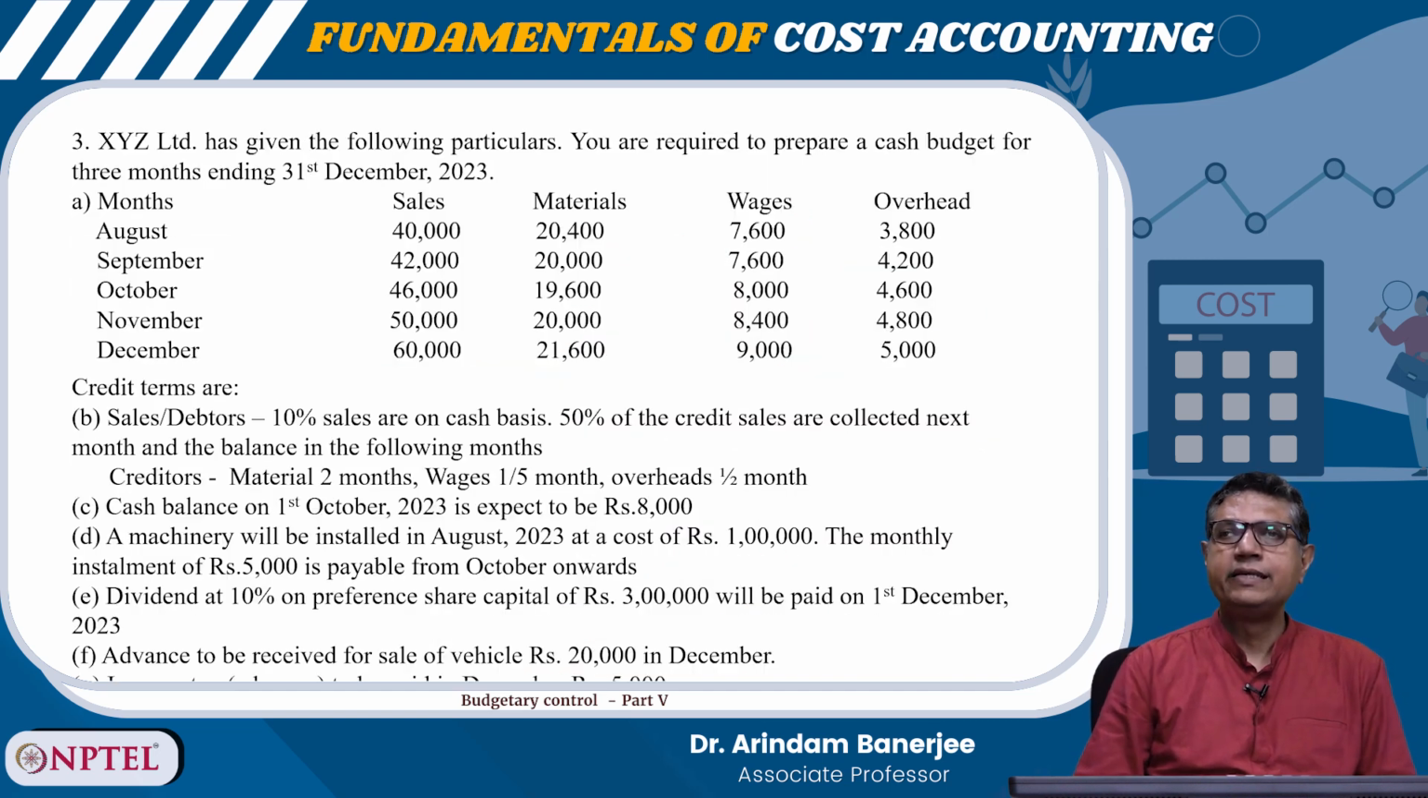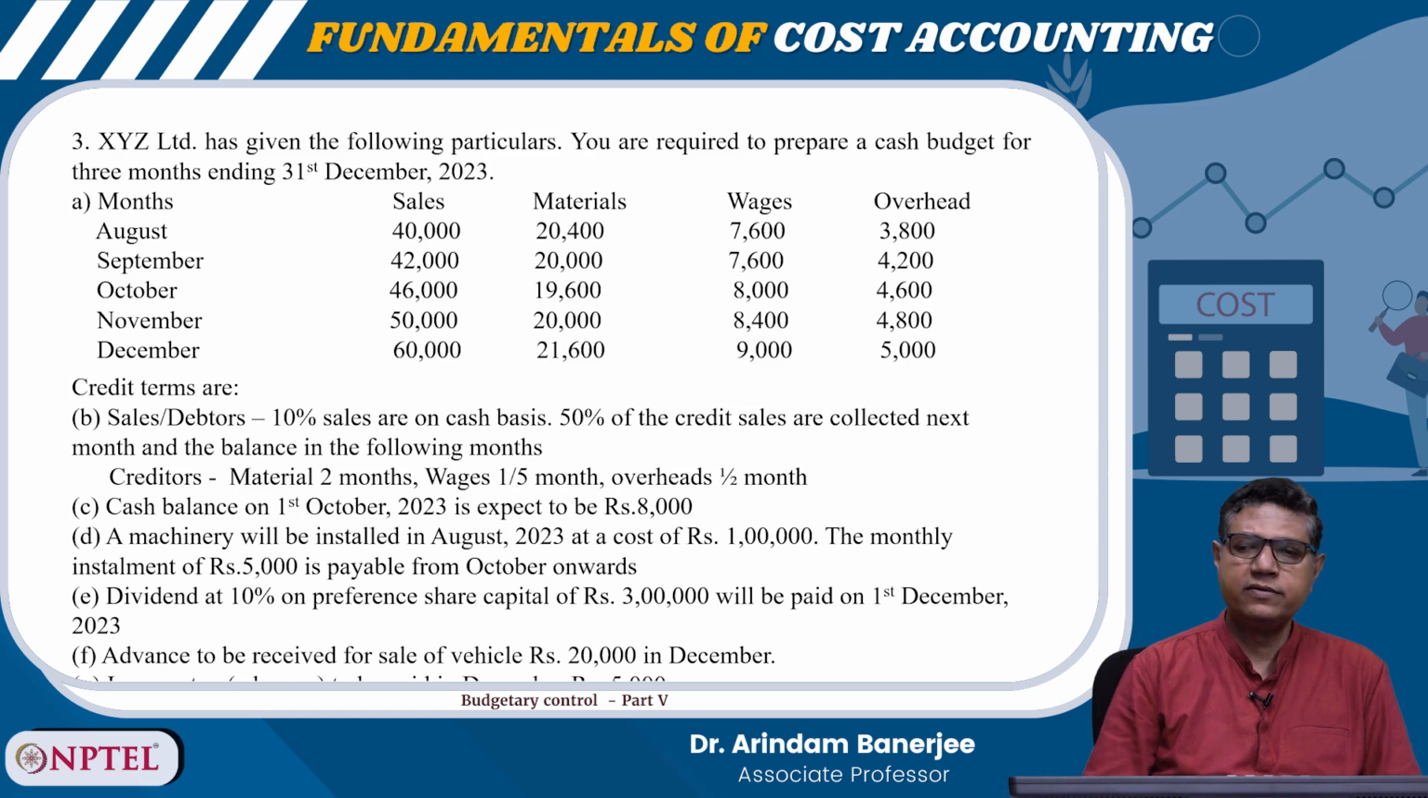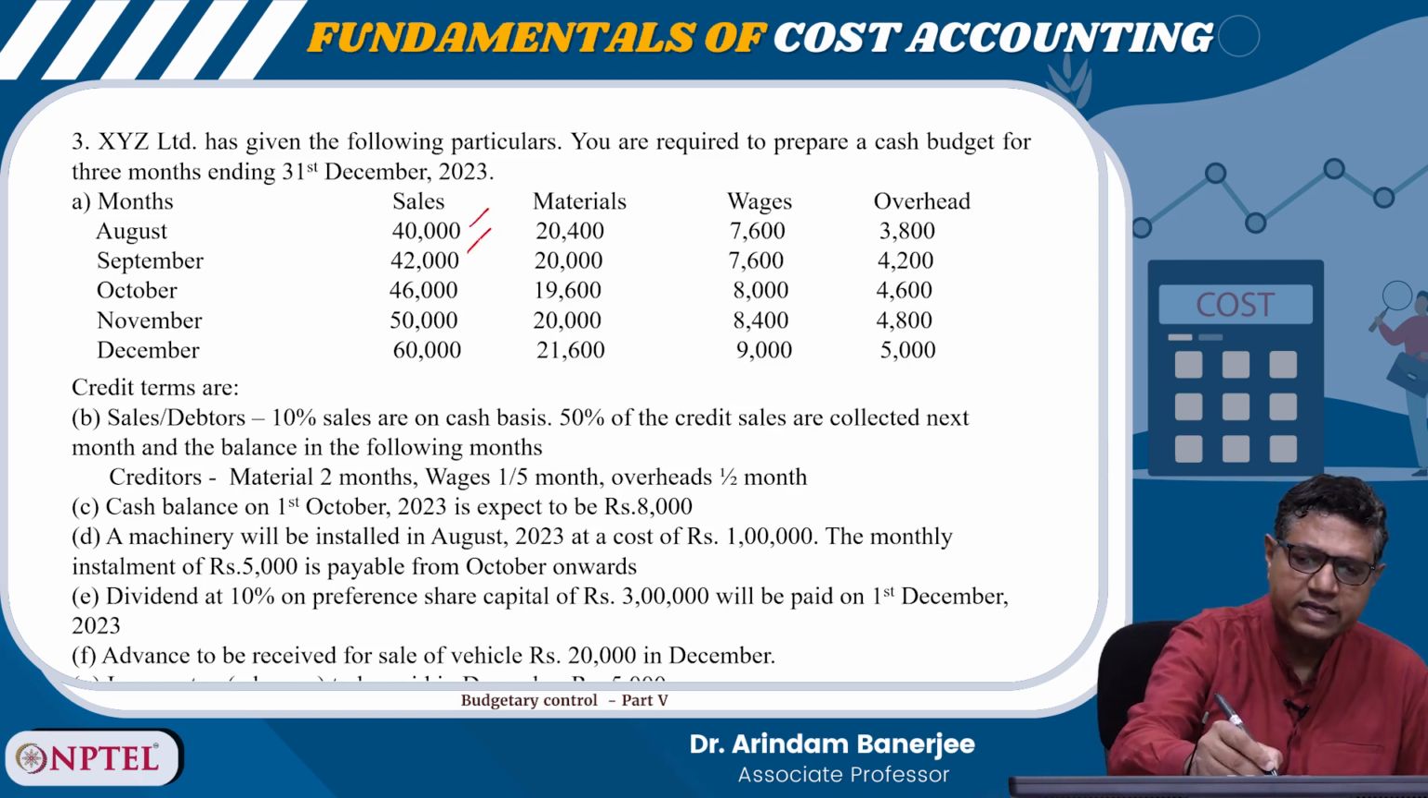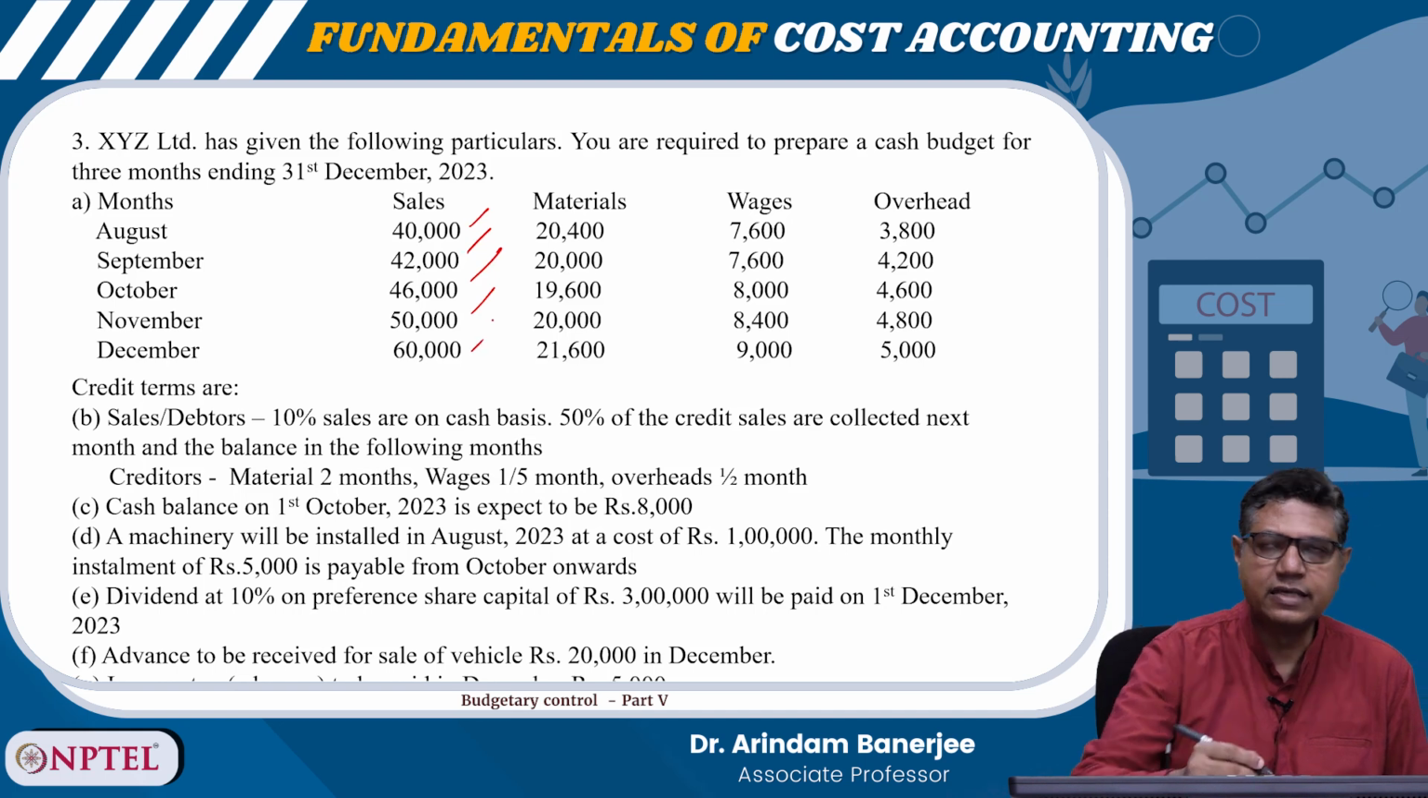Next problem, XYZ Limited has given the following particulars. You are required to prepare a cash budget for 3 months ending 31st December 2023. So the months are August, September, October, November, December, right? Sales value is given, the materials value is given, wages value is given, and the overheads are given. For the sales from August to December, it is 40,000, 42,000, 46,000, 50,000 and 60,000.